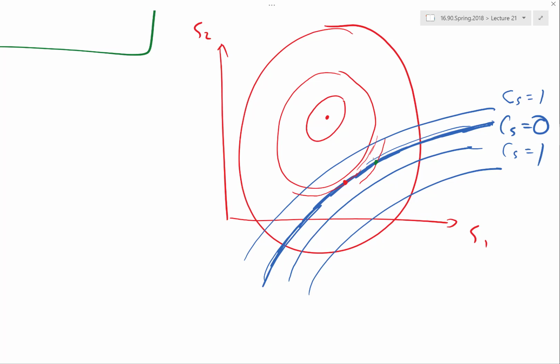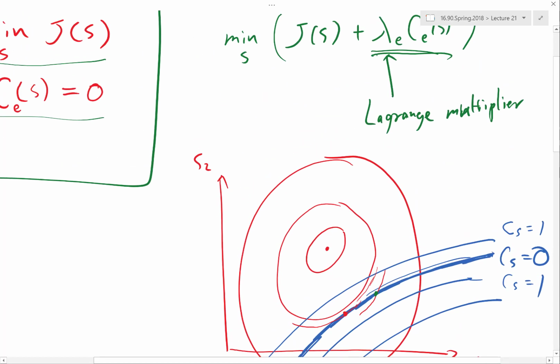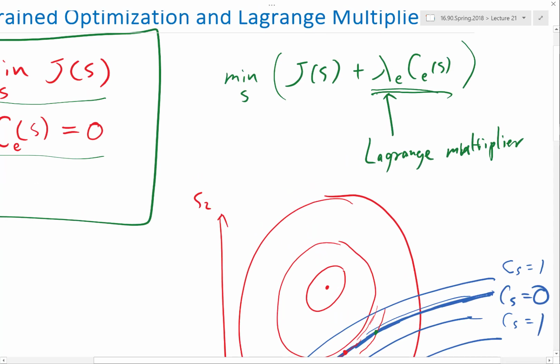So the answer is that the constrained minimum is at a point where the contours have to be tangential to each other, and because the contours are always orthogonal to the gradients, the contours being tangential means the gradients are pointing towards the same direction. All right, the gradient of J is pointing towards the same direction as the gradient of CE.